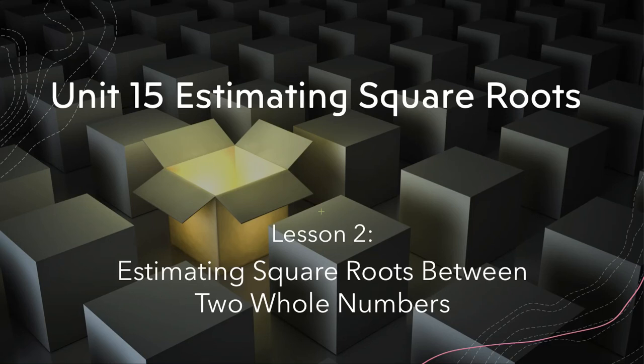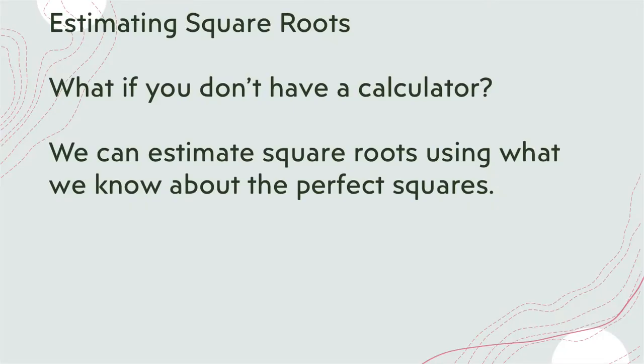All right, we're going to start Unit 15, Lesson 2, and we're going to estimate square roots between two whole numbers. So these aren't going to be our perfect squares anymore. These are going to be how we're going to figure out what a square root of some number is when it's not a perfect square. So, estimating square roots. What do we do if we don't have a calculator?